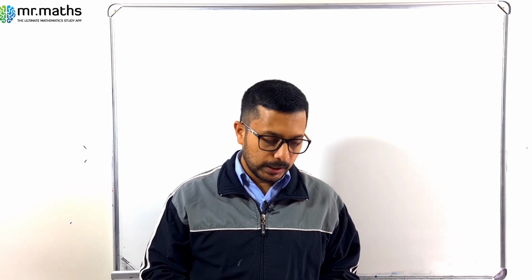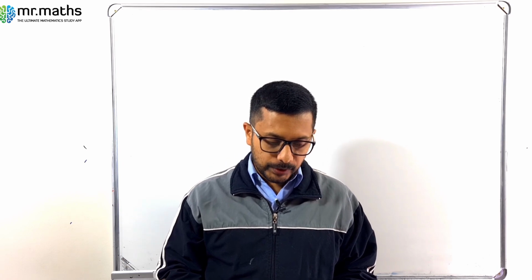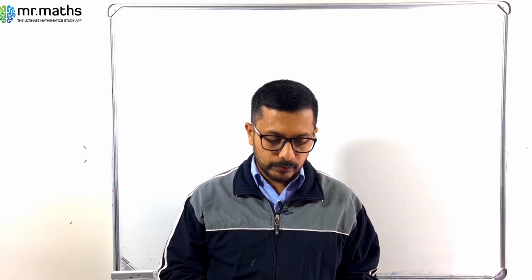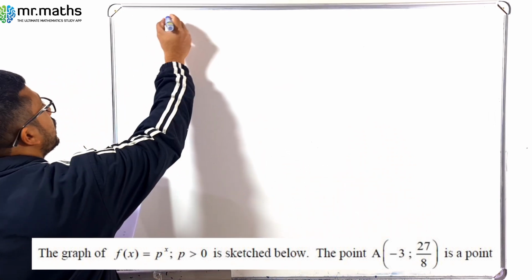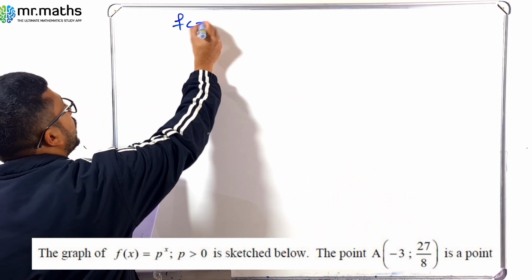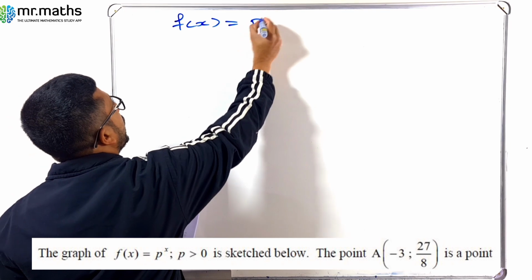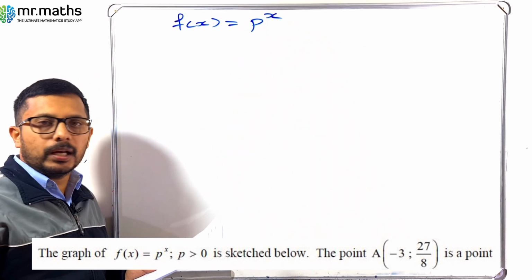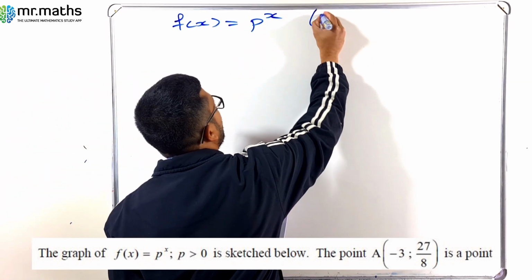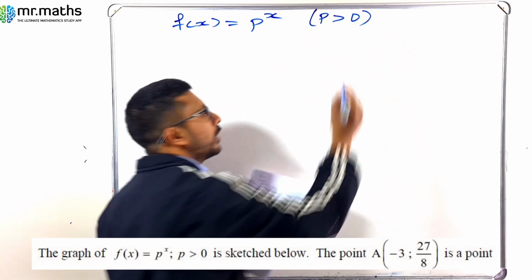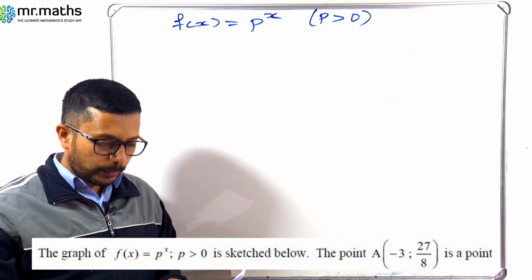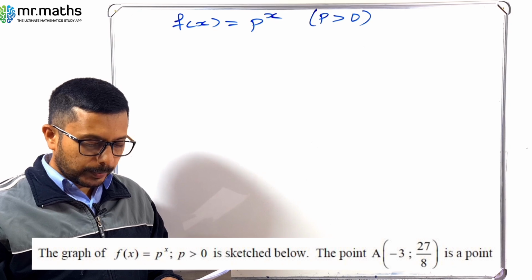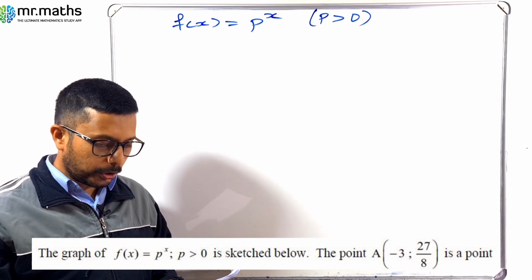Question number 4. The graph of f of x is equal to p raised to x where p is greater than 0. So there is a function given like this: f of x is equal to p raised to x, and it is given that p is greater than 0. That means p is a positive number. Sketched below, the point A (minus 3, 27 over 8) is a point on f.